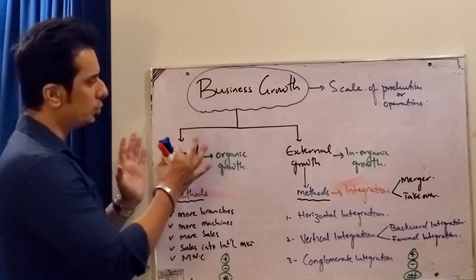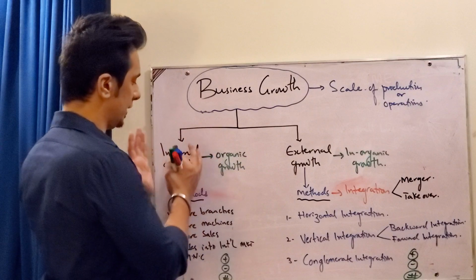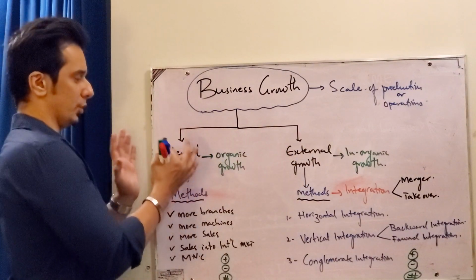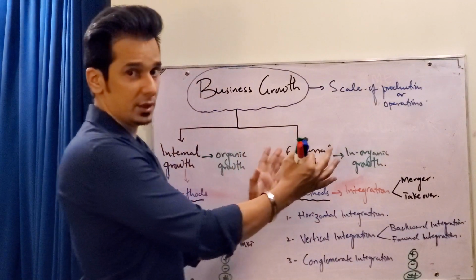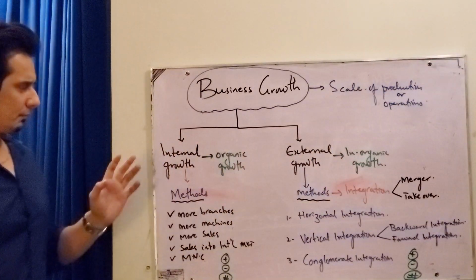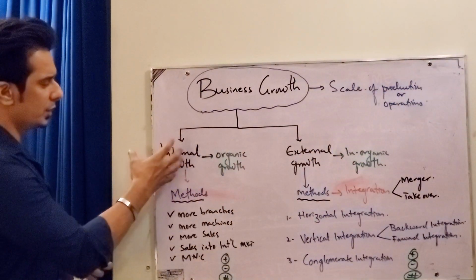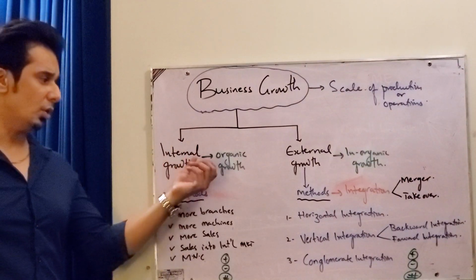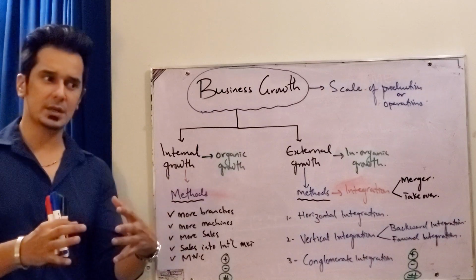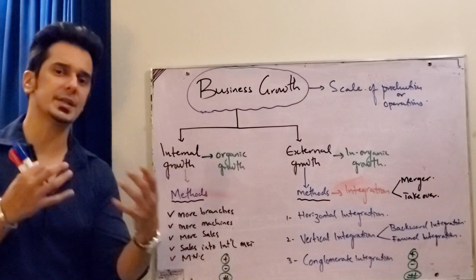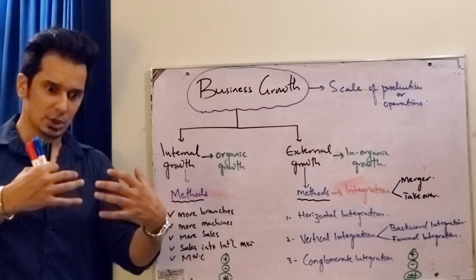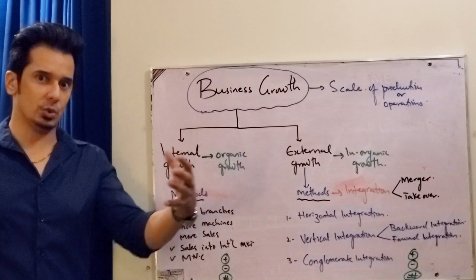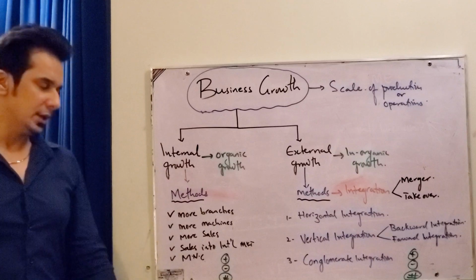There are actually two types of growth that we have: internal growth and external growth. So we understand that a business can grow internally or externally. What is meant by internal growth? Internal growth has another name: organic growth. This occurs when a business grows within itself, for example, when a business starts to expand on its own.